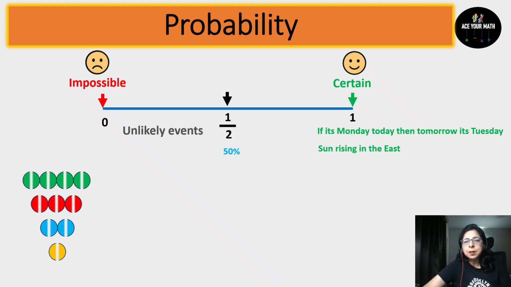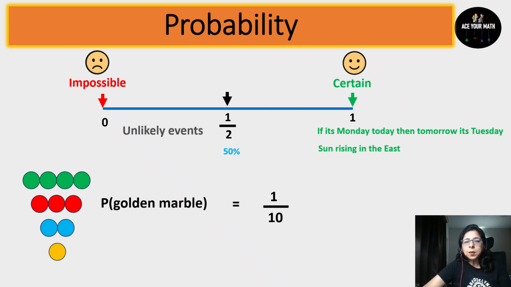We'll take one example. Okay, again take the case of marbles. In this case also, the probability of a golden marble is 1 upon 10. And when we find it in percentage, it is 10%. So you see the probability is less than 50%. So the chance of drawing a golden marble is also very low. So this comes under unlikely events.